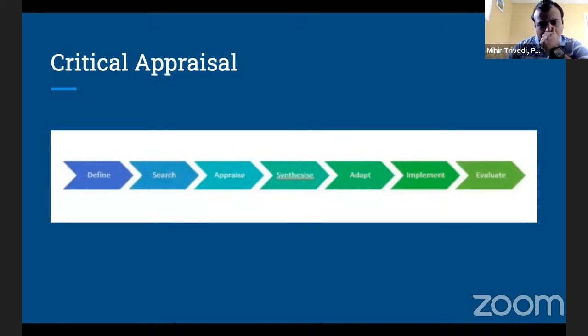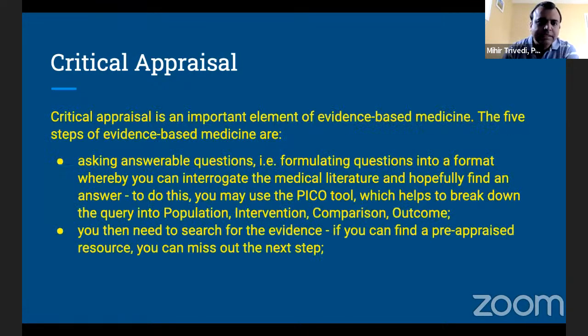So, when we try to find any evidence-based article, we first of all define what we need, we search for it, then we assess it, we appraise that, then we put all the data together, synthesize it, and then we adapt it into our practice, we implement, and then we evaluate that. So critical appraisal is an important element of evidence-based medicine.